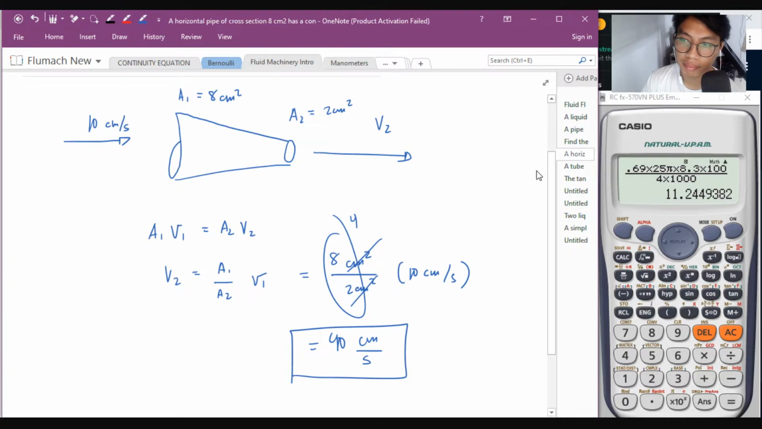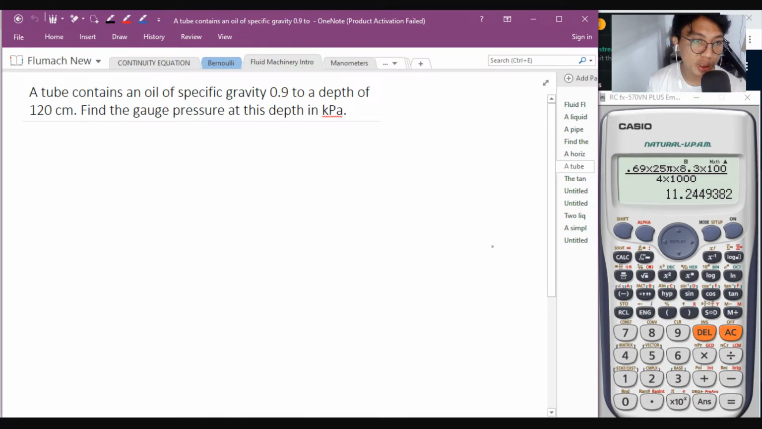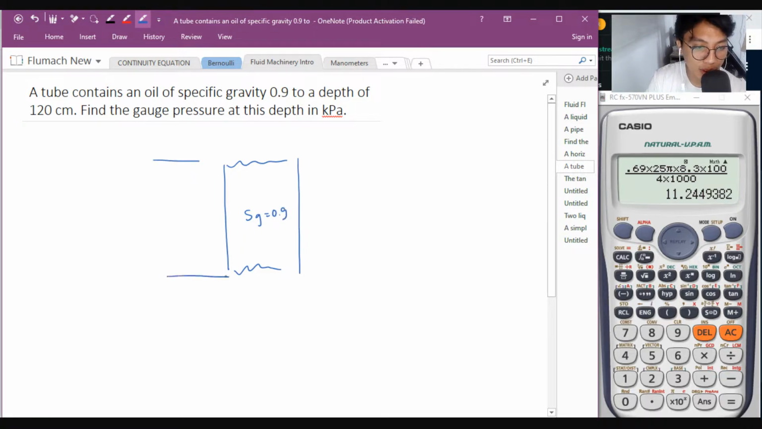Next problem. A tube contains oil. May tubo ka daw. Oil of specific gravity... Ito yun. Lagay na lang natin dyan. May tubo ka dyan. Specific gravity niya is 0.9, to a depth of 120 cm. Find the gauge pressure at this depth in kPa.